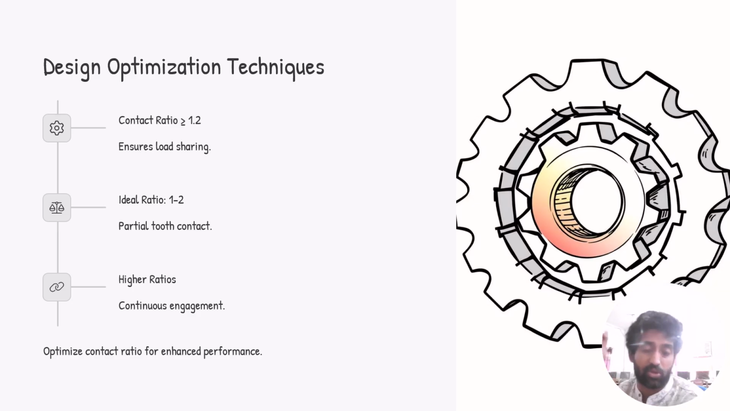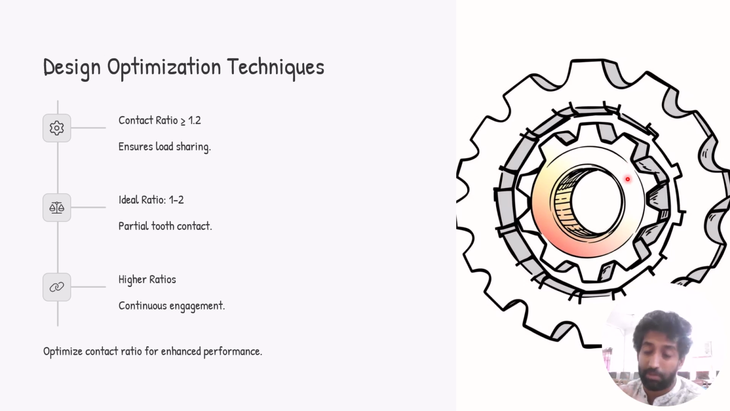Now, optimization technique. The contact ratio should be more than 1.2, or the same as 1.1, and the ideal ratio should be 1 to 2 and higher ratios. Now, what does it mean? The gear contact ratio means it should contact with the other gear 1.2 times. That means one time it will come in contact, and the second time it should stay for a while. That's why it is given 1.2.